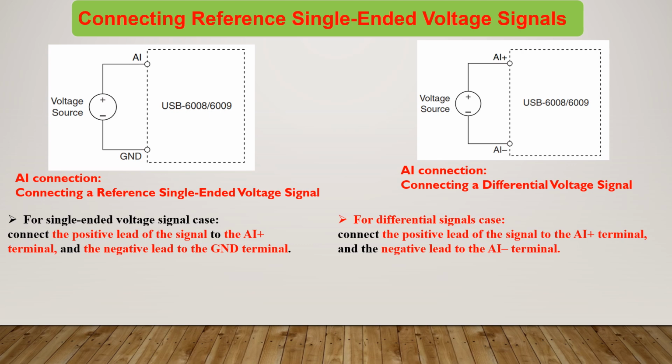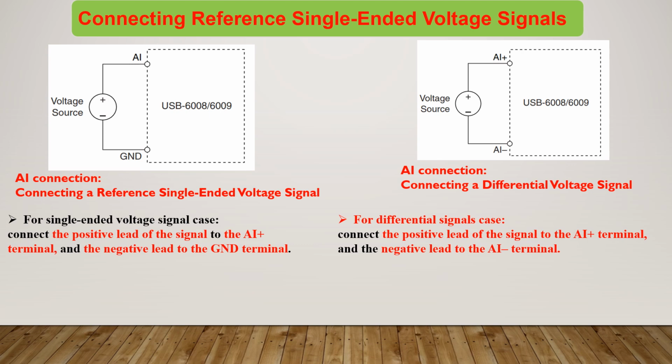One type: if you want to connect a single-ended voltage signal to the data acquisition, connect the positive lead of the signal to the AI positive terminal and the negative lead to the ground terminal. And this is the configuration if you want to connect a single-ended voltage signal to the data acquisition: positive signal to the positive lead of the data acquisition, and negative signal to the ground terminal of the data acquisition.